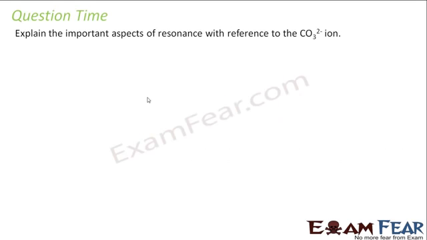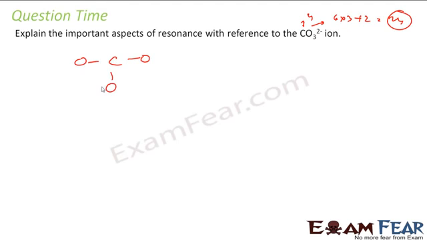Explain the main aspects of the resonance with respect to CO3 minus 2. Let's explain this. So let's start with this. I have carbon 4 electrons, oxygen 6 into 3 plus 2 negative charge. Total I have 24 valence electrons. So let's draw carbon and let's draw 3 oxygen here.